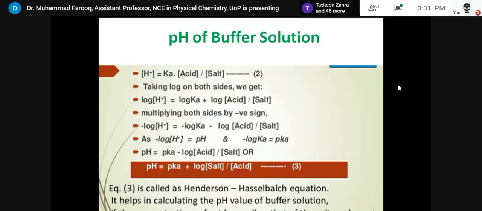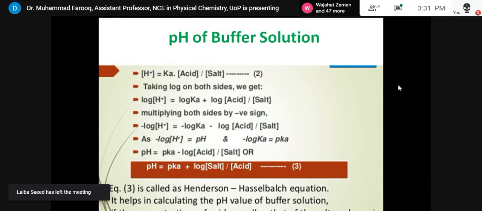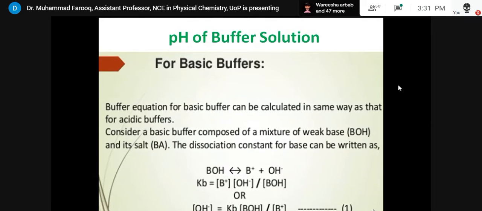So this equation is known as the Henderson-Hasselbalch equation to calculate the pH of the buffer solution. This clear? Yes, sir. Okay. Now come to the pH of the basic solution. If we have a buffer solution, for example, a basic buffer solution, we will have a weak base, for example, NH4OH, and its salt NH4Cl.